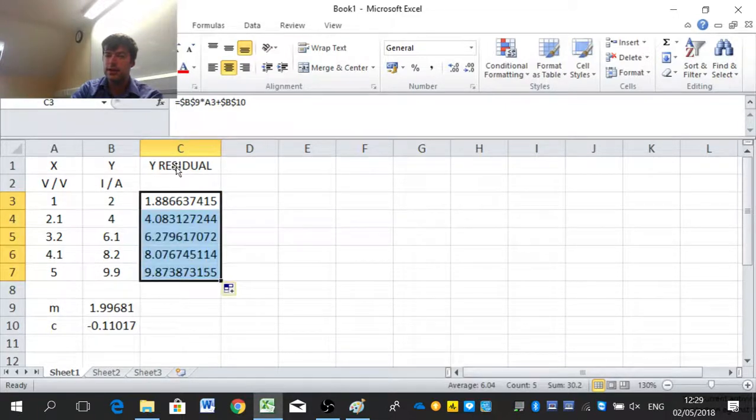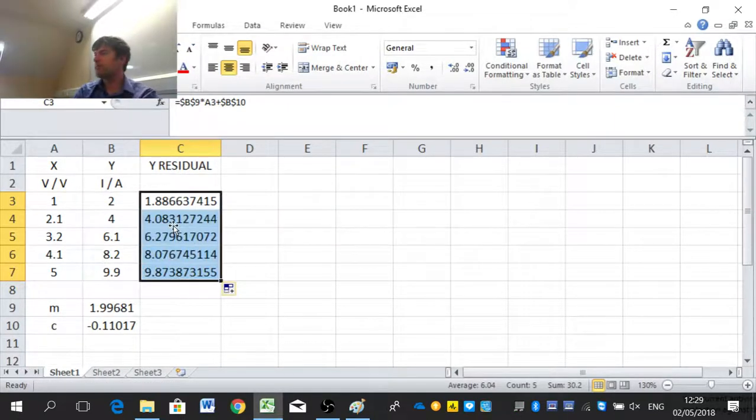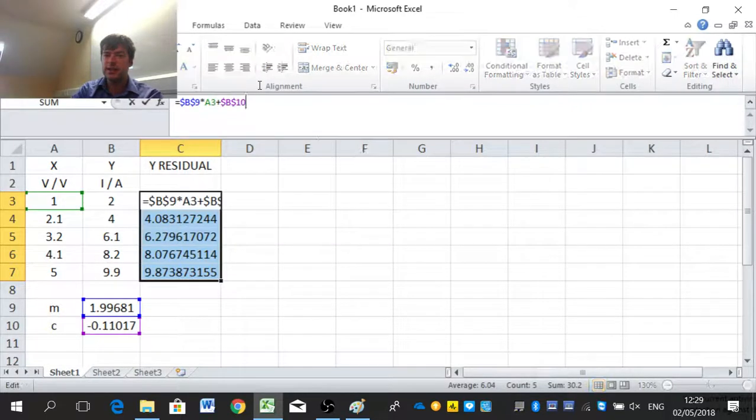So as you said, I should grab this corner and copy it down. I don't know how I did that, by the way. I usually just drag it down. There we go. Now, can you see? This isn't actually quite the y residual yet. This is actually just the height of the line.